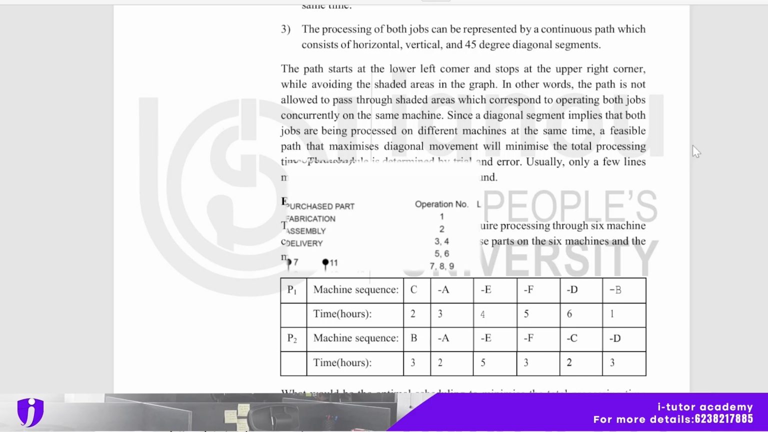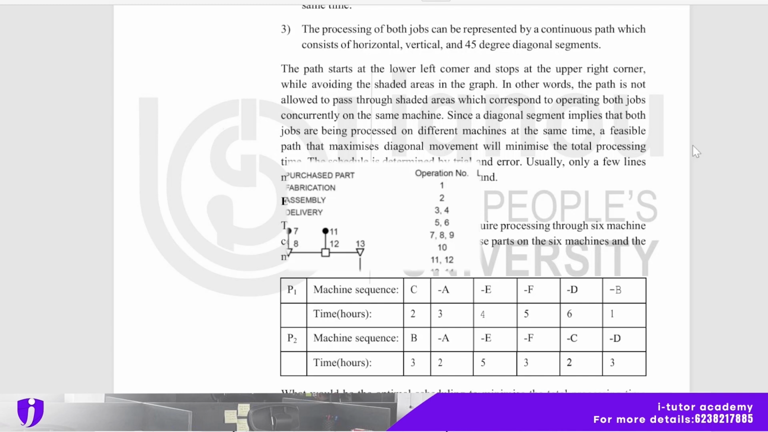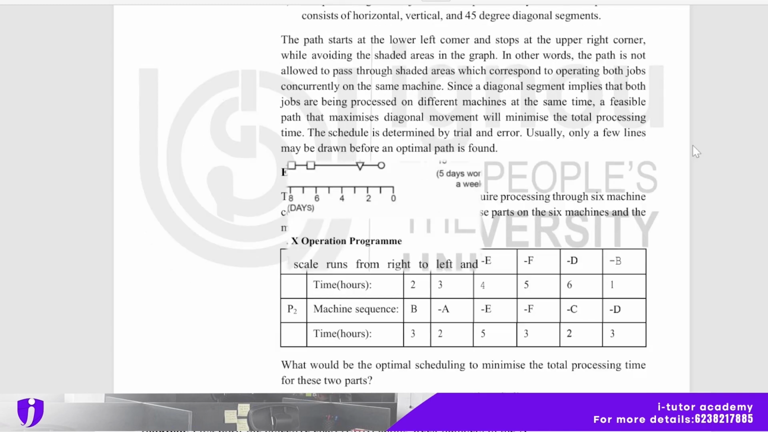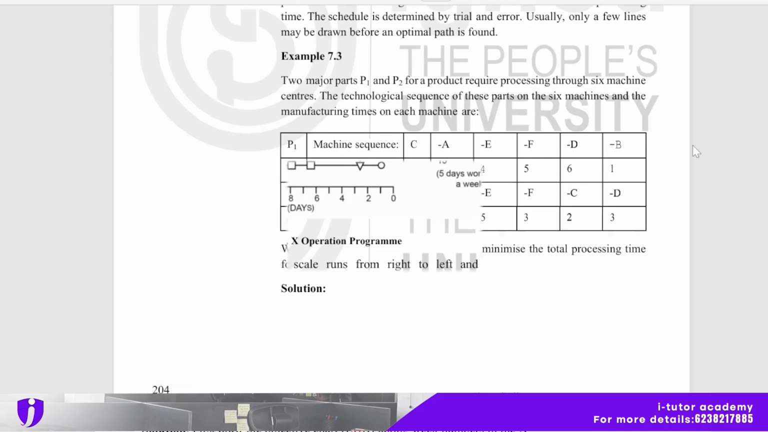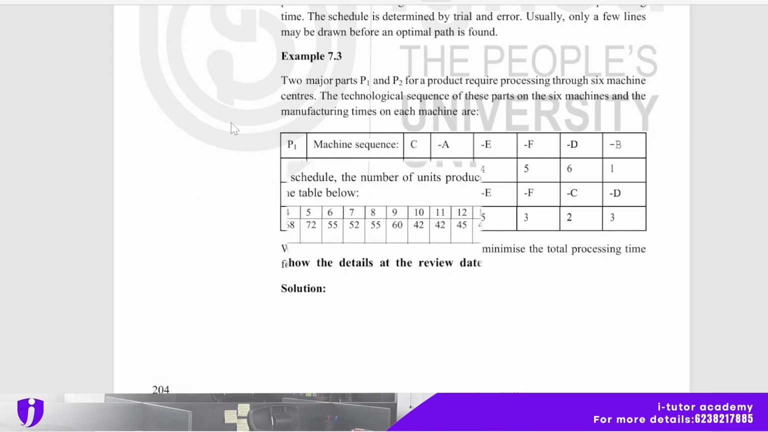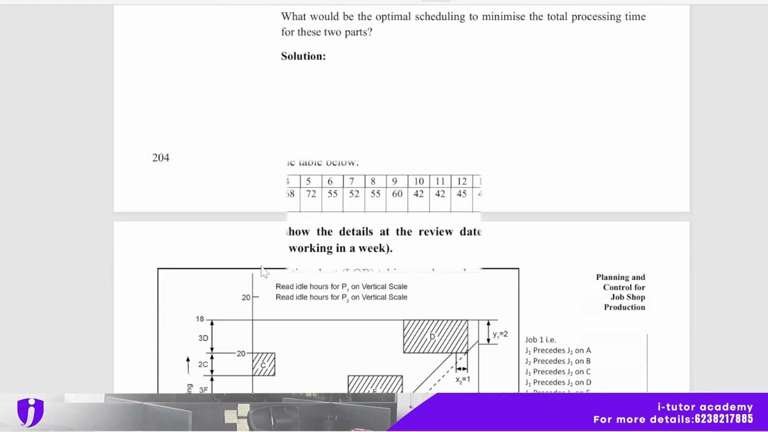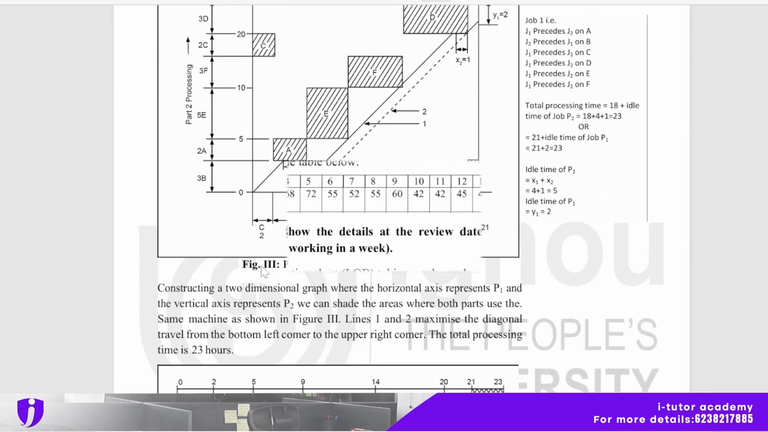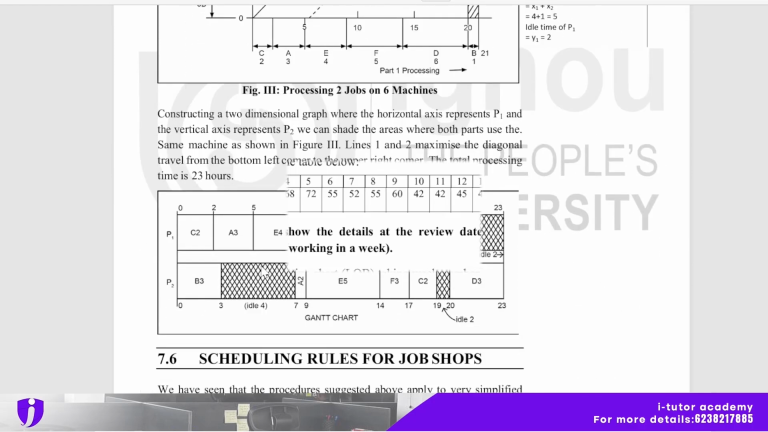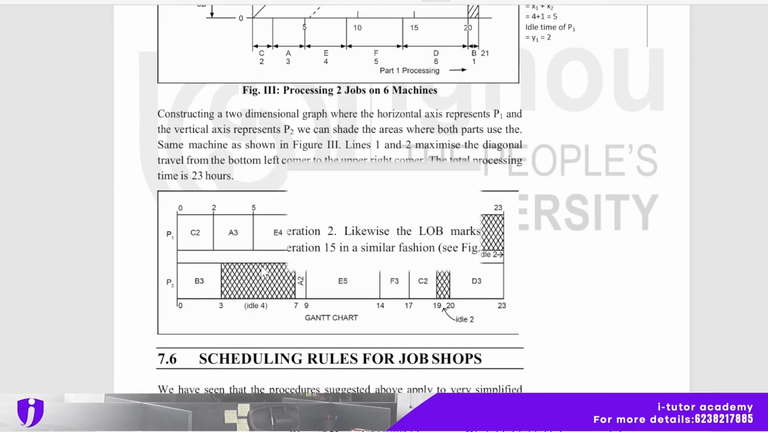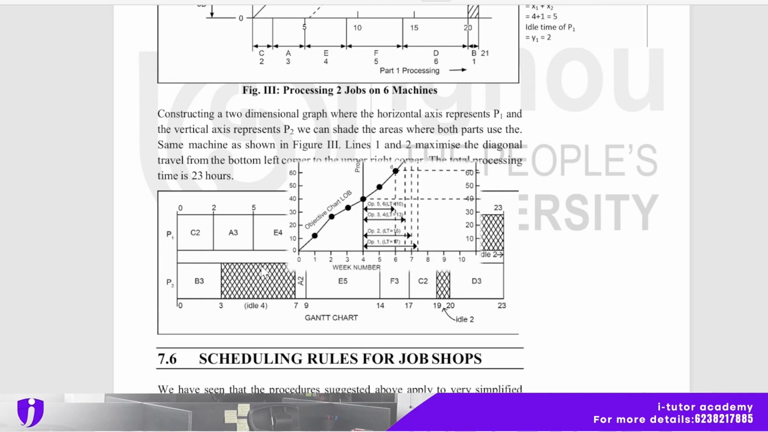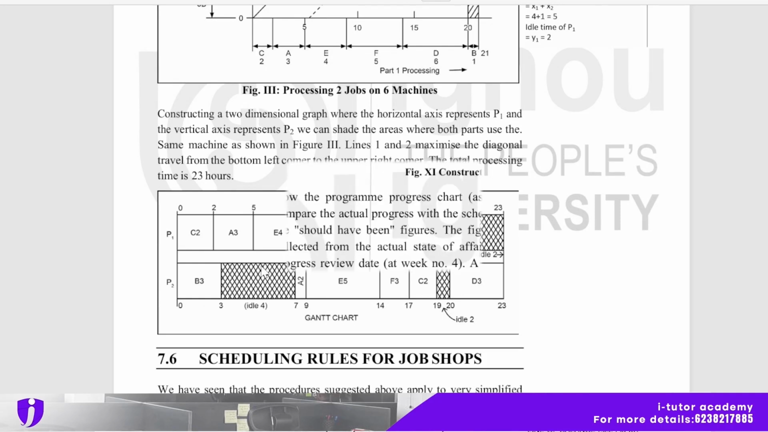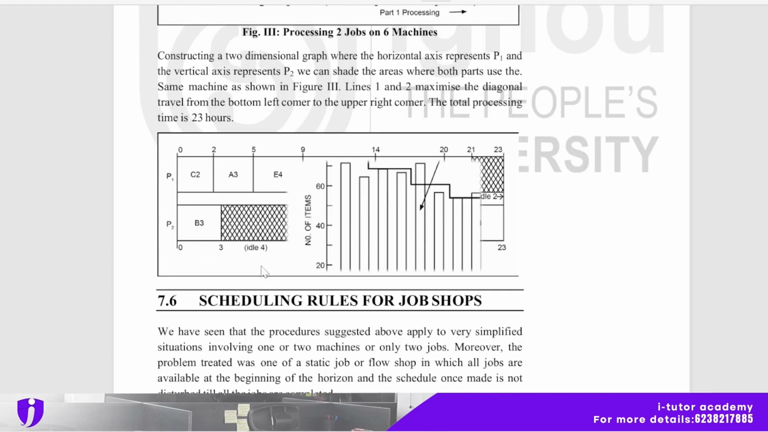The schedule is determined by trial and error. Usually only a few lines may be drawn before an optimal path is found. And example 7.3 is here. So please refer to this, and its solution is also here, with the graph. Processing two jobs on M machines, the graphical representation is there. So please refer to your IGNOU study material MMPC-009 Unit 7 and subsection 5. So here also a Gantt chart is there. So two types of charts are there.